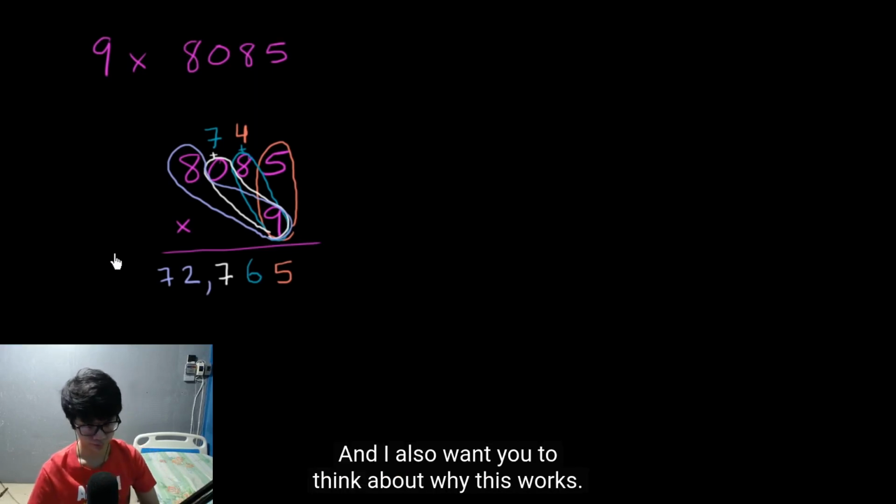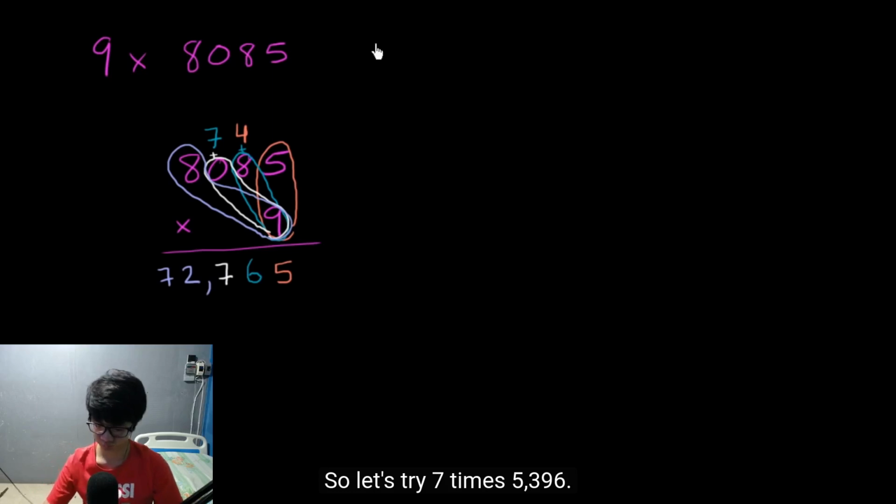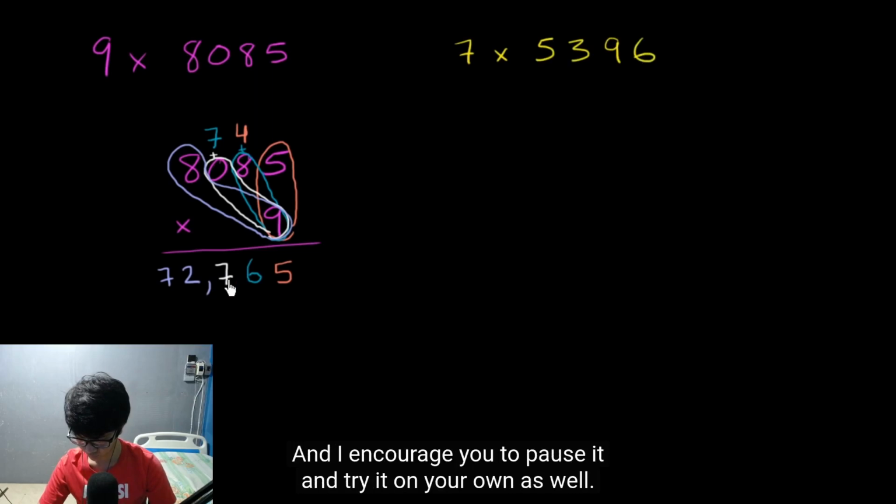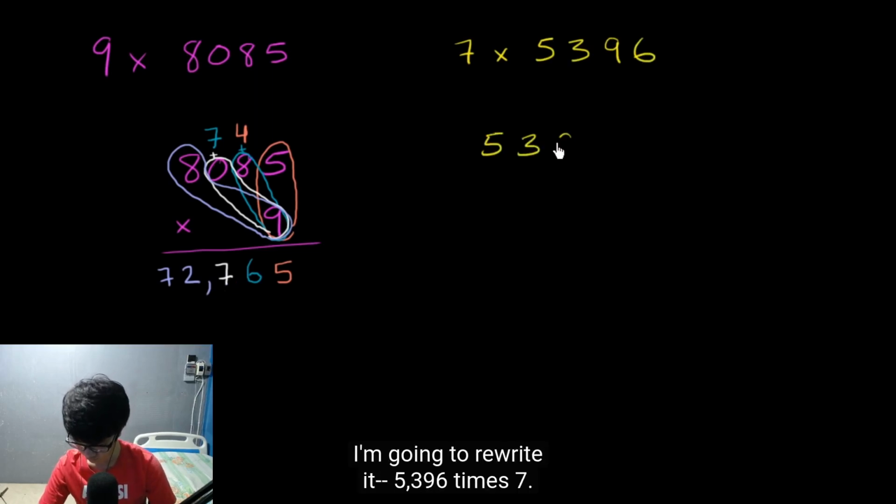Let's do one more example just to make sure that this is really clear in your brain, at least the process for doing this. And I also want you to think about why this works. So let's try 7 times 5,396. And I encourage you to pause it and try it on your own as well. Well, I'm going to rewrite it, 5,396 times 7.